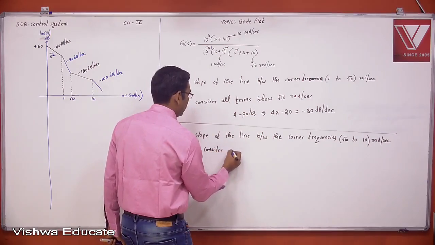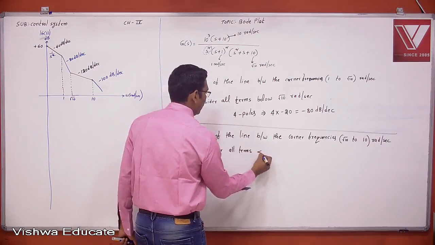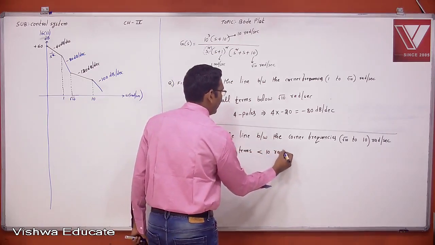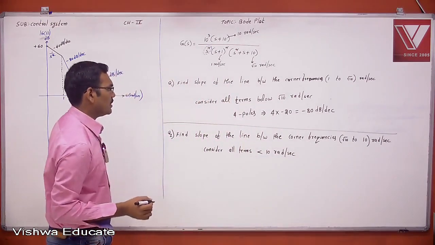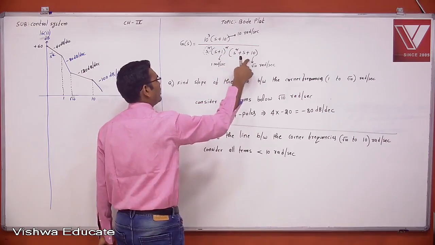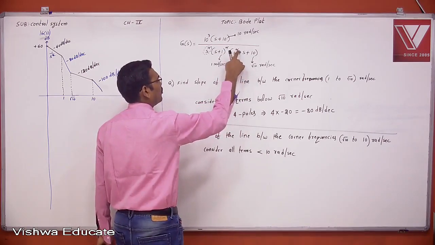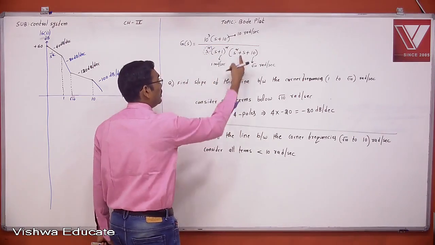Consider all terms less than 10 radians per second. Less than 10 radians per second means now root 10 is also coming. At root 10 there are 2 poles, at 1 again 2 poles, and 2 poles at origin. Total 6 poles.